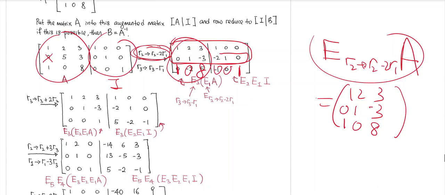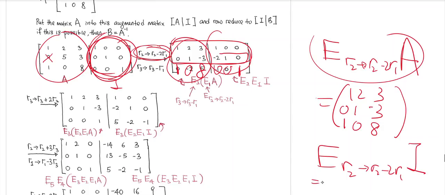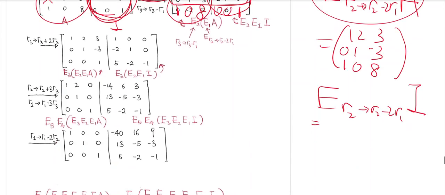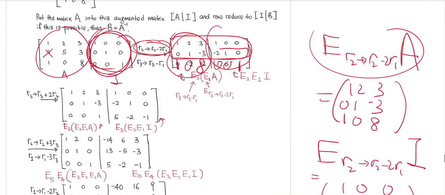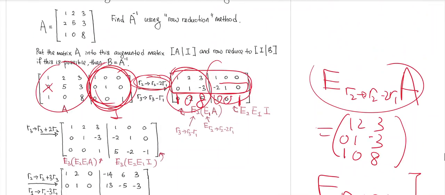Because we do the row operation on this part also, if you do one row operation on it, row 2 minus 2 row 1, it will give you 1, 0, 0, negative 2, 1, 0, 0, 0, 1. So you will get not this, but that.